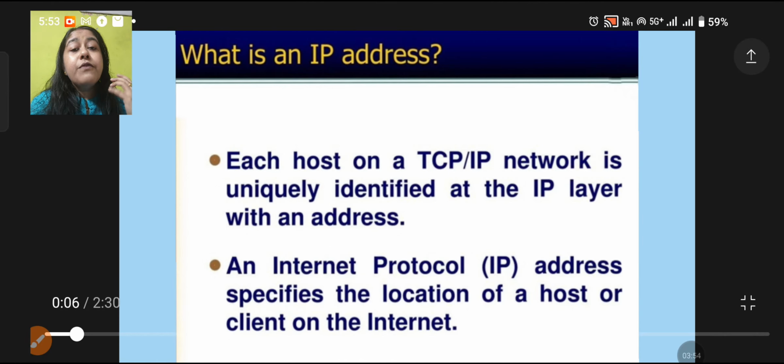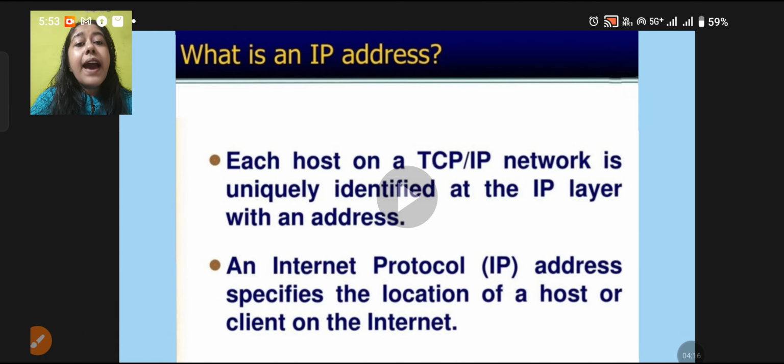Whichever client is using the internet is assigned a particular unique address. Each and every client is given a unique address, and that address is known as your IP address. This is the internet protocol address. Each host will have this address.